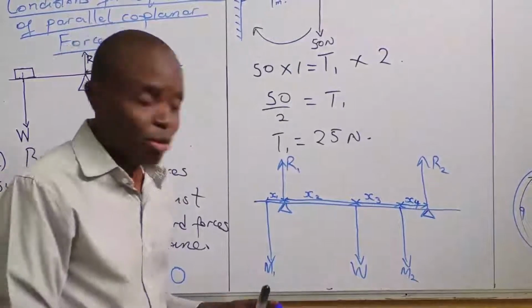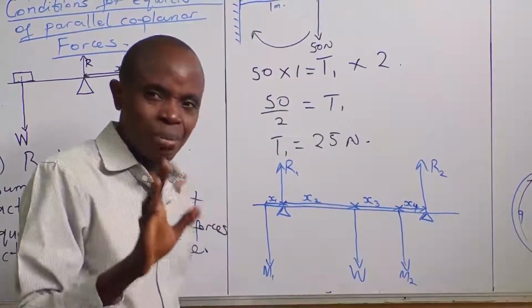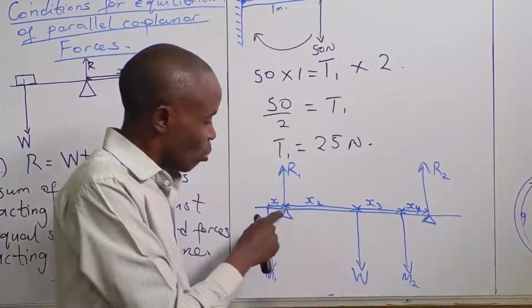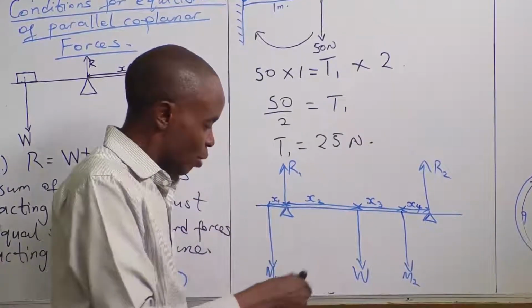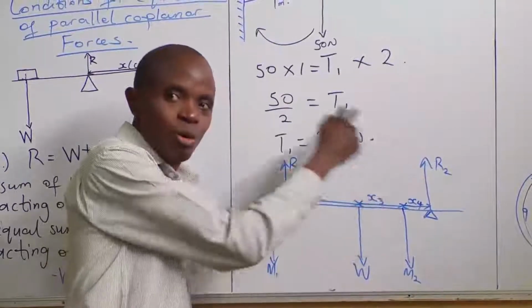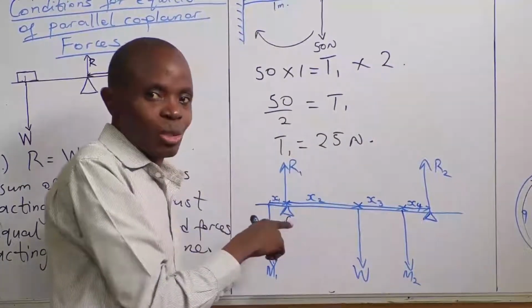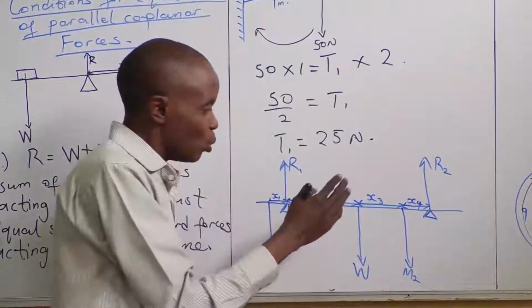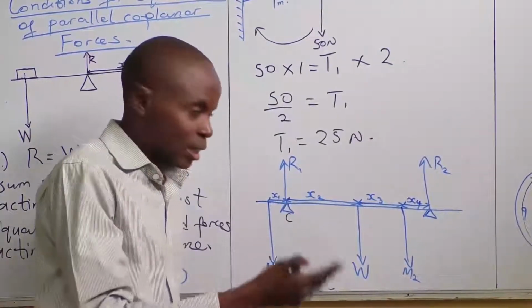Whatever it is you are looking for, all you need to do is just to determine a point about which you will take your moment. So you could take a moment about this point, for instance, this very point C. And then you just treat every other force as if they were coming towards that point. That way you'll be able to determine which is clockwise, which is anti-clockwise.